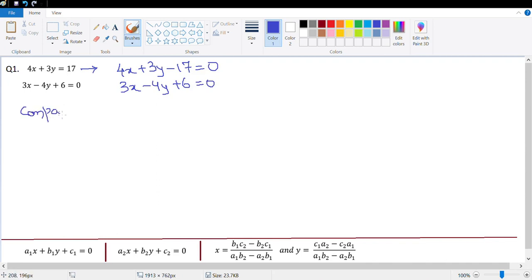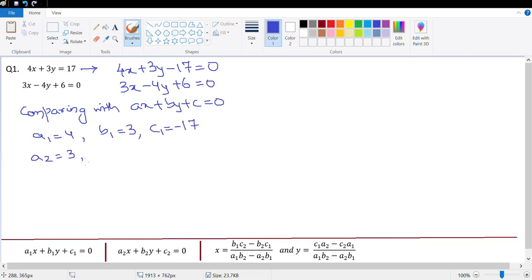Comparing with ax plus by plus c is equal to 0, we get a1 is equal to 4, b1 is equal to 3, c1 is equal to negative 17. Similarly, a2 is equal to 3, b2 is equal to negative 4, and c2 is equal to 6. Now that we've written it in this form, let's write it in the form b, c, a, b, and b, c, a, b.